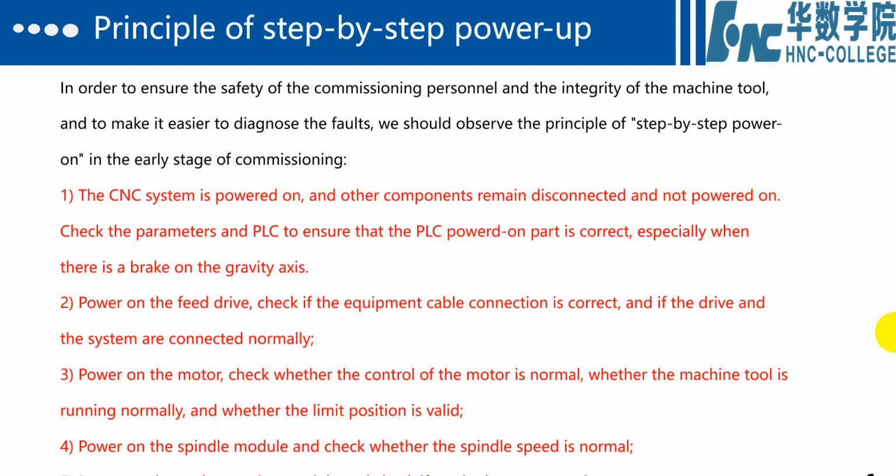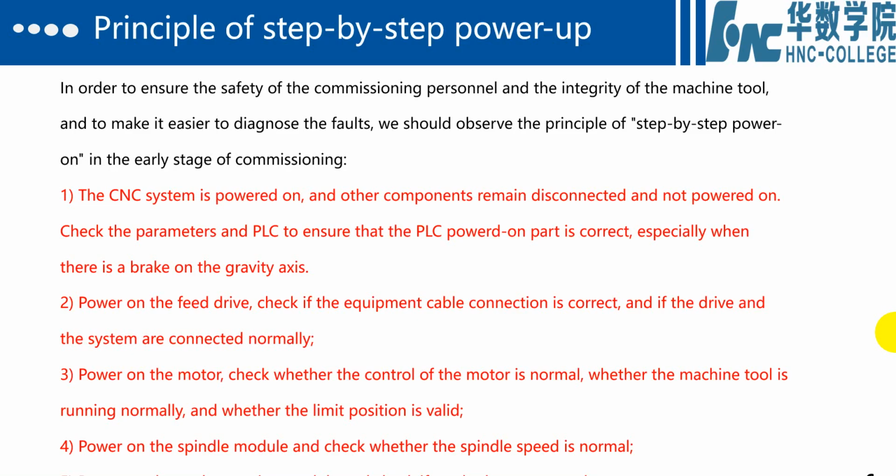In order to ensure the safety of the commissioning personnel and the integrity of the machine tool, and to make it easier to diagnose the faults, we should observe the principle of step-by-step power on in the early stage of commissioning. Firstly, the CNC system is powered on, and other components remain disconnected and not powered on. Check the parameters and PLC to ensure that the PLC powered on part is correct, especially when there is a brake on the gravity axis.